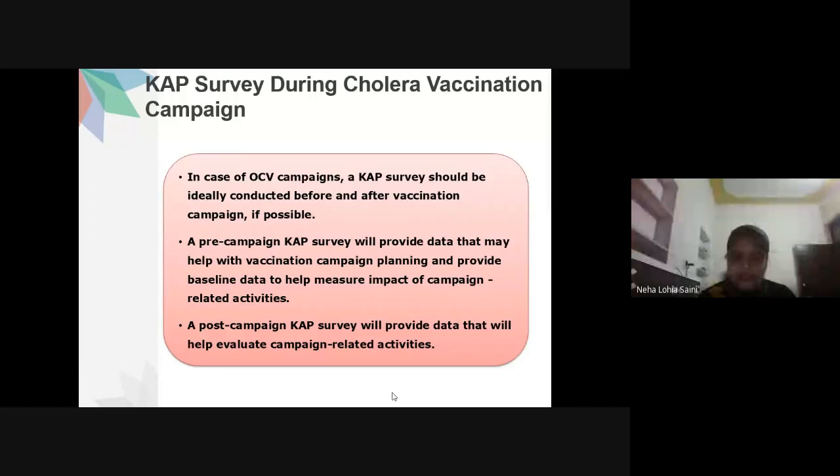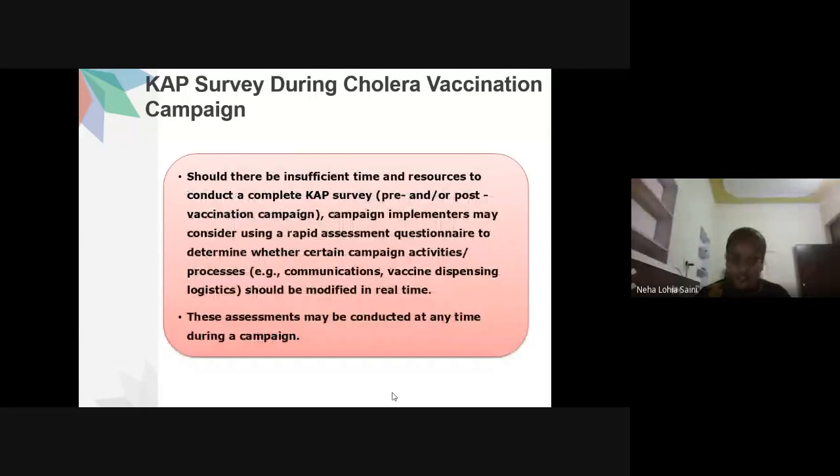Got it, girls? Then, if there is insufficient time, girls, and fewer resources to conduct a complete KAP survey, that is pre and post, then campaign implementers or researchers may also consider using a rapid assessment questionnaire, a checklist kind of thing, to determine whether certain campaign activities or processes, for example communication or vaccine dispensing logistics, are working. They can check just some part of their campaign, and if required, it is useful to modify it in real time.